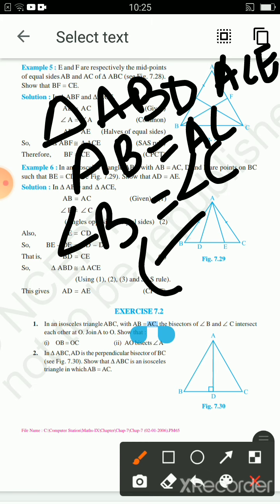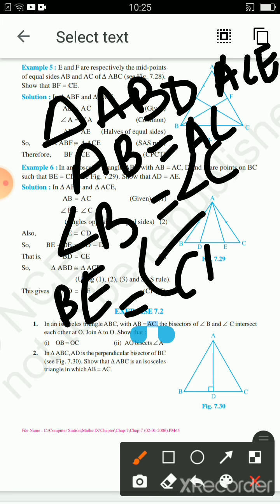Now also the side BE is equal to CD. It is given to you. So now two sides and one angle are equal. The triangles will be congruent by side, angle, side. See, BE and CD are equal. It is BE equal to CD.